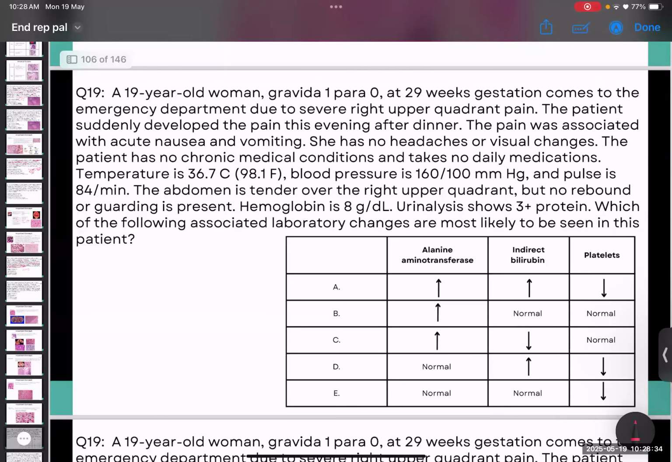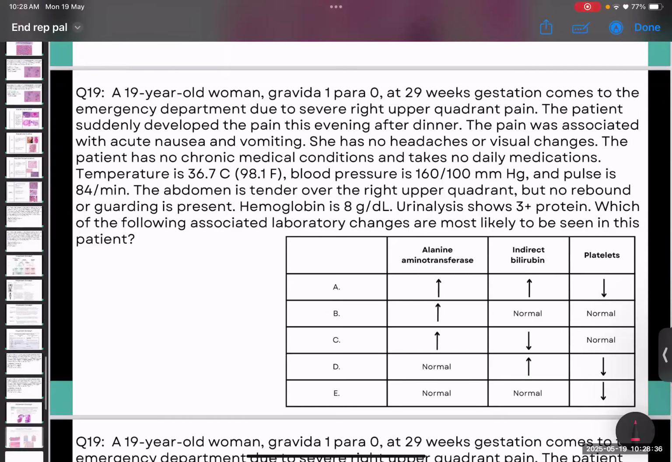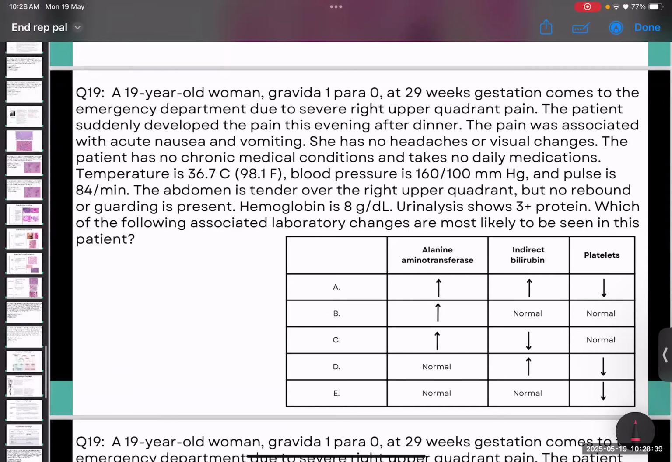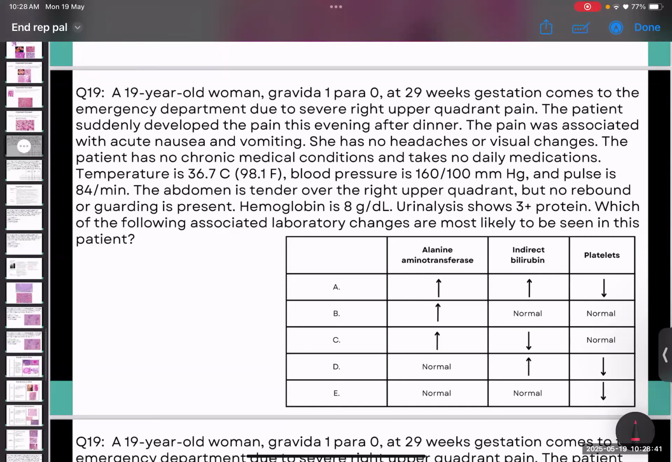Okay, question number 19. So we're almost done. I think there were like 26 questions, so we're almost done.